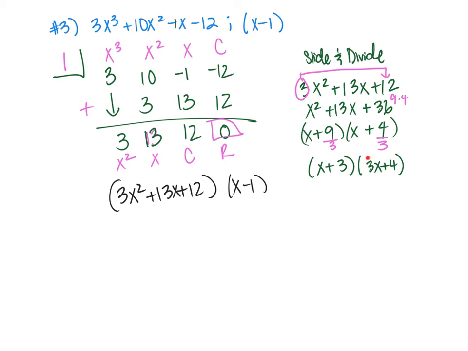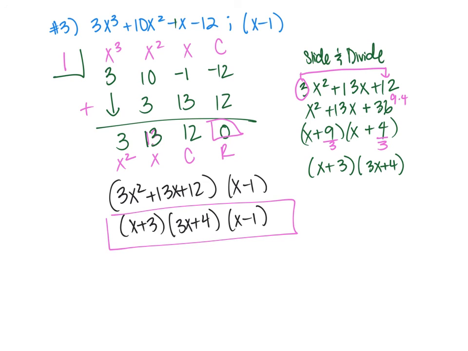And so here are my other two factors that I'm going to stick over here. So it looks like my factors are x plus 3, 3x plus 4, and x minus 1 that I'll just bring down from before. And so these are my 3 factors. And I'm done. So sometimes if you have a number in front of x squared, you can use slide and divide to help you find the other two factors. All right. Hopefully this video helps you with your homework.